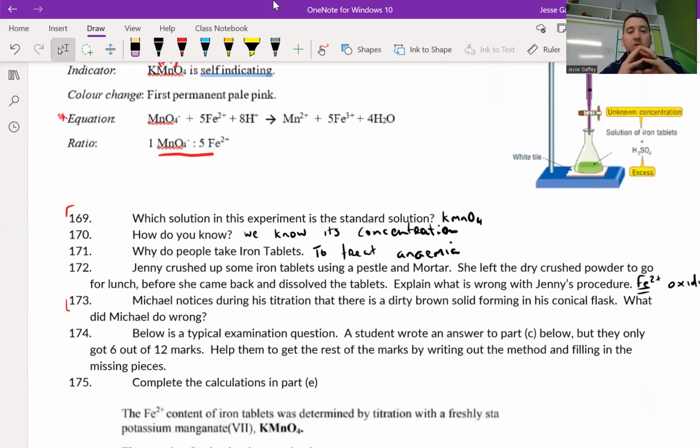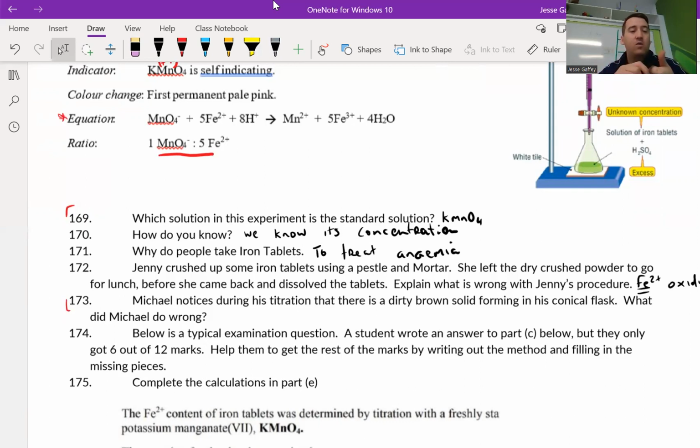Right, 173. Michael notices during his titration that there's a dirty brown solid forming in his conical flask. What did Michael do wrong? Again, you should definitely have thought about this and you should have an answer. Pause the video if you have not and try and write an answer. Okay, this goes back to us having to add acids for each titration.